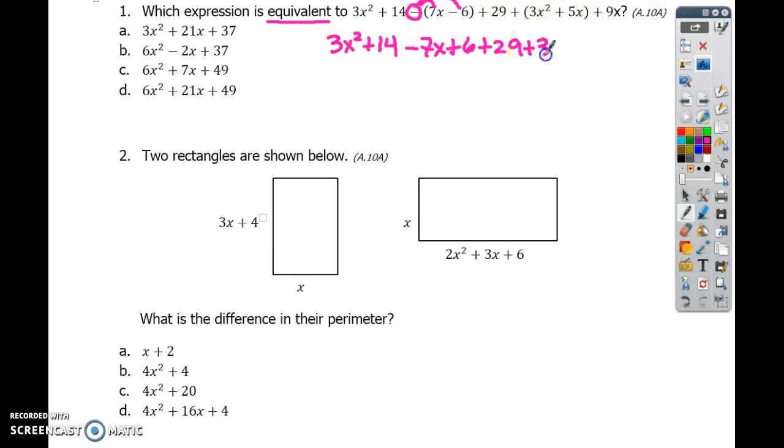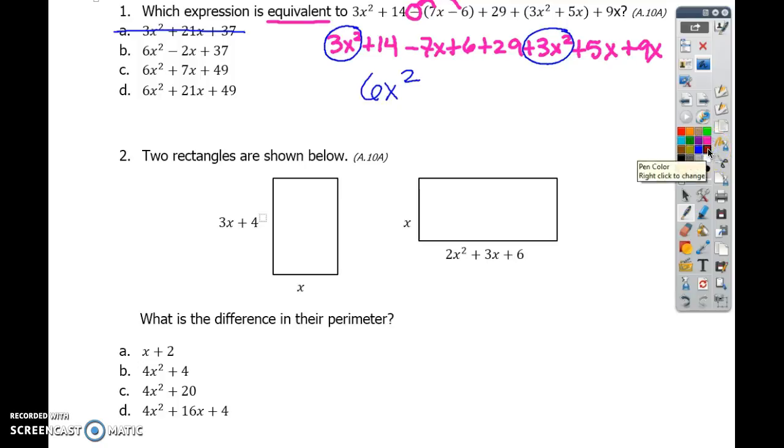So plus 3x squared plus 5x plus 9x. So it's a lot of stuff, but a lot of those look alike, so you just combine them. So let's start off with the x squares. 3x squared plus 3x squared gives you 6x squared. So I can get rid of a because it says 3x squared.